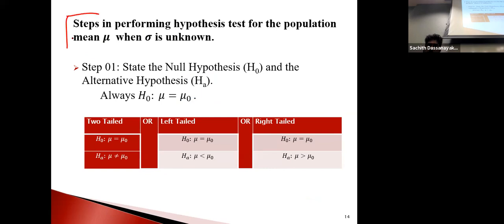Steps. You already know these steps. When sigma is unknown, state your null and alternative hypothesis. Based on your alternative hypothesis, you will have 3 cases, one at a time. It can be a two tail, left tail, or right tail. So these are the null and alternative hypotheses based on the side of the tail.